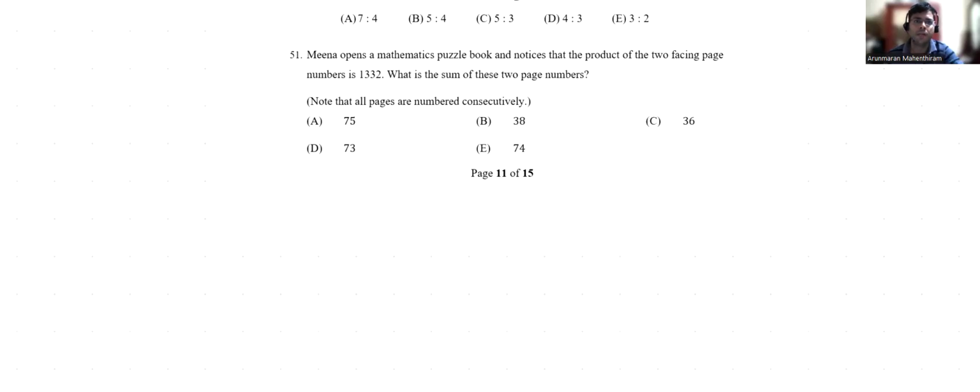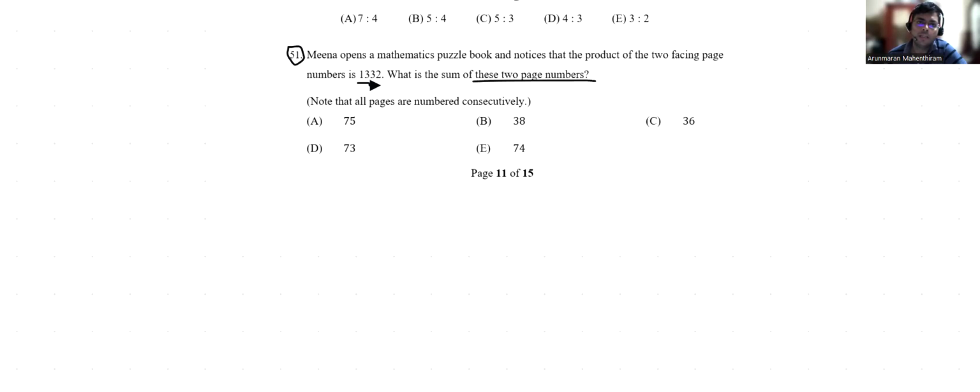Question number 51. Meena opens the mathematics puzzle book and notices that the product of two facing page numbers is 1332. What is the sum of these two page numbers? Note that all pages are numbered consecutively.